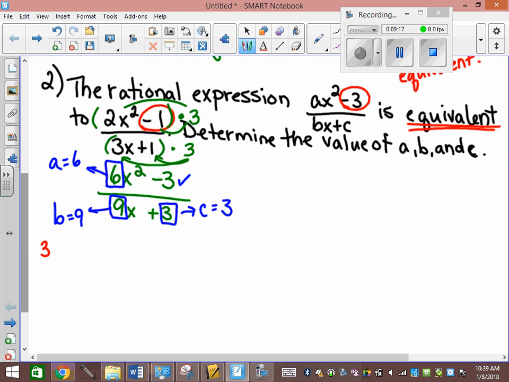Okay, 3. The question I asked you for 3 was, determine the NPVs. NPVs are only found in the denominator. Is that a true statement? NPVs are only found in the denominator. Is that a true statement? Technically, that is true. NPVs are only found in the denominator. We agree? Because division, you're like, except for division. No. Technically, NPVs are only found in the denominator.